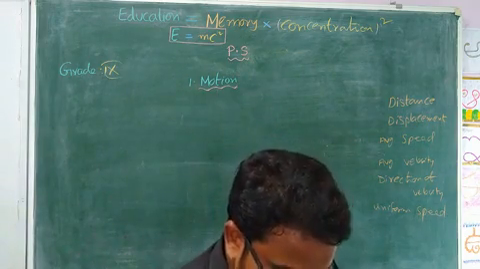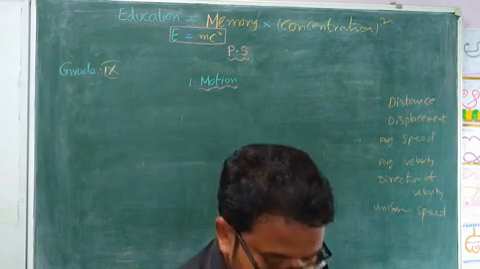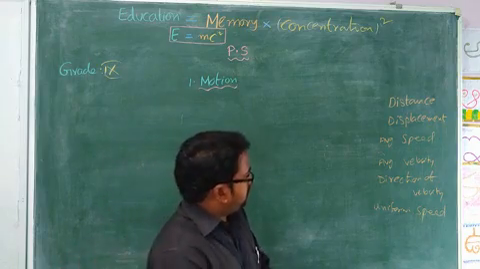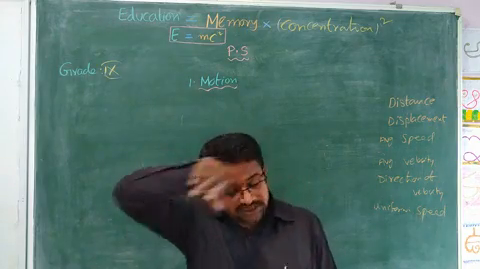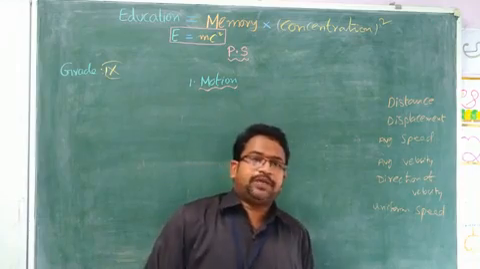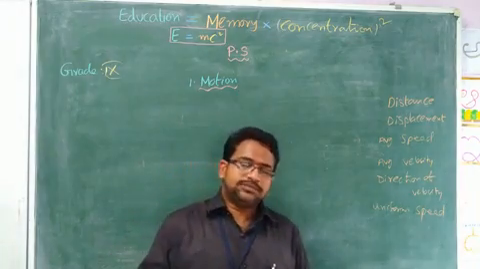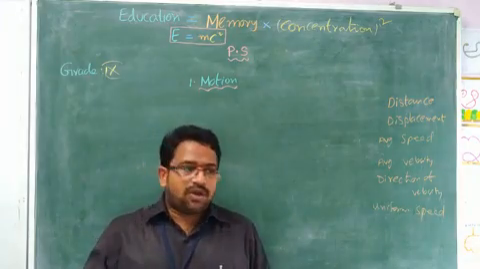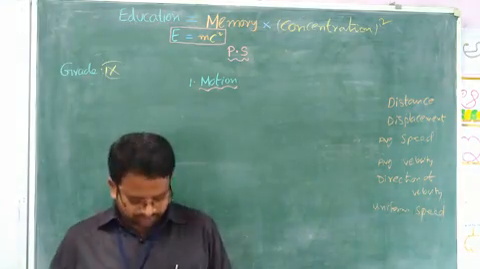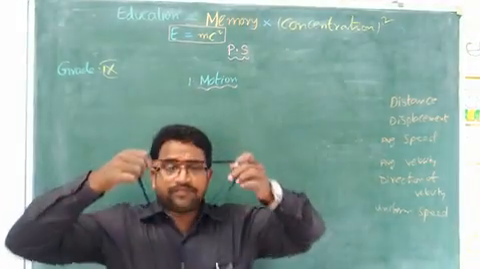Then, what is the particular direction? We said that velocity is a vector quantity. Vector quantity means it should have direction. So, how does the direction change? For that, we will see.